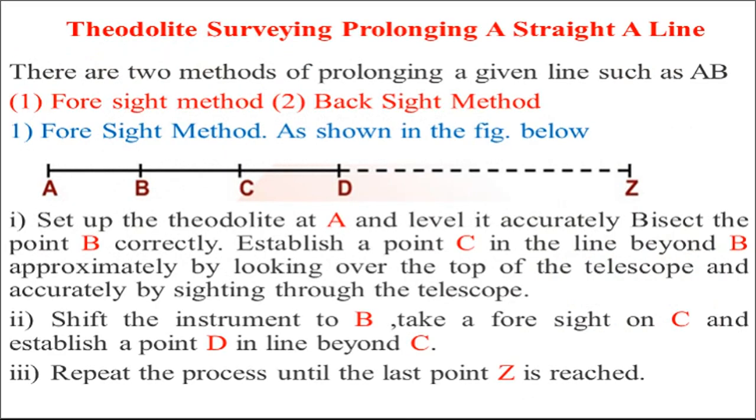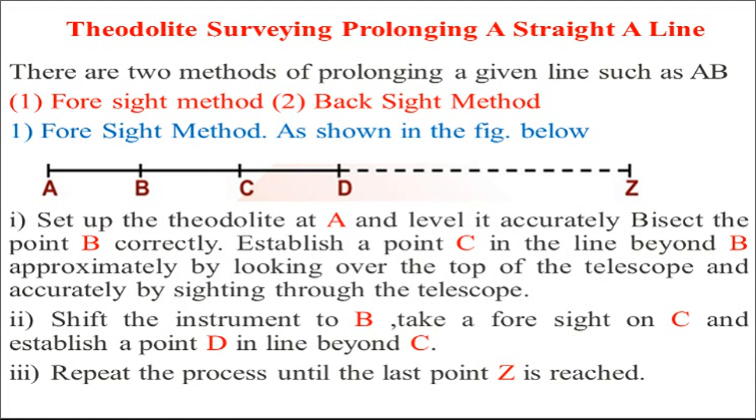Then next one, prolonging a given straight line. Theodolite can also be used for prolonging a straight line. Now there are two methods. First method is called the foresight method and the second method is called the backsight method. So we will see these two methods one by one.